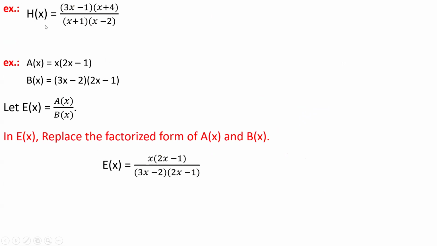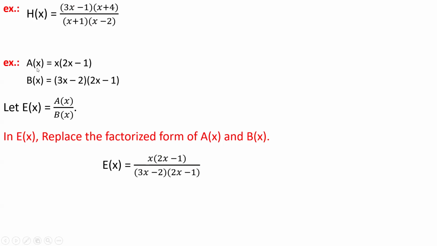As an example, we have a fractional expression h of x. The numerator is factorized: 2 binomials multiplied together, 3x minus 1 into x plus 4, and the denominator is 2 binomials multiplied together, x plus 1 into x minus 2. So this is called a fractional expression.